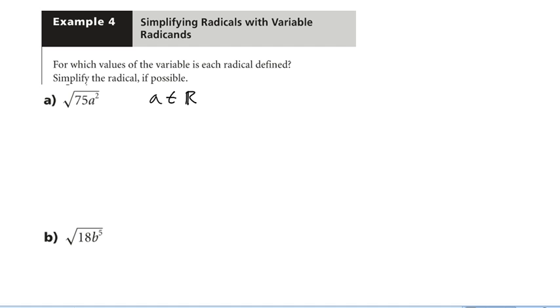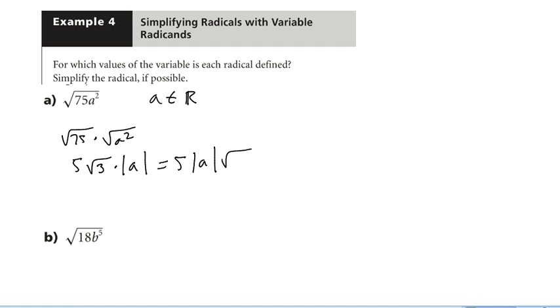Okay, and now a good way to think about this is this is the same as root 75 times the root of a squared. Root of 75 is 25 times 3. So that's going to be 5 root 3. And then times the square root of a squared is the absolute value of a. Because no matter what I put in there for a, it's going to come out positive. So normally we'd write that as 5 absolute value of a root 3.